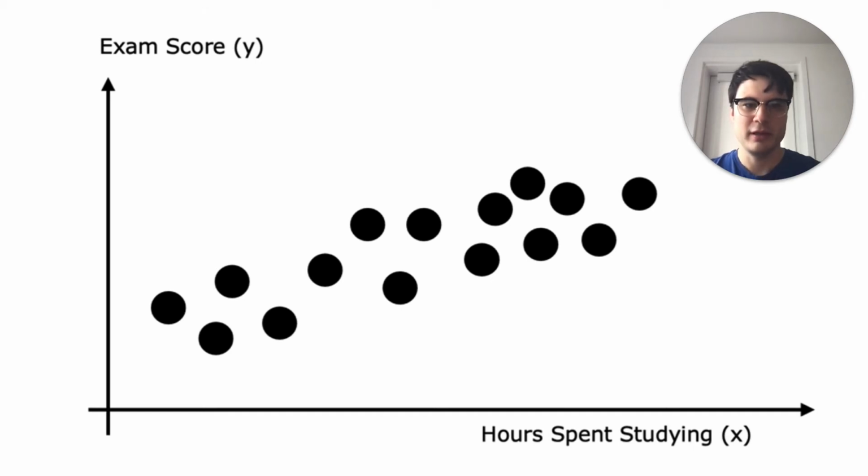Today we're going to learn about linear regression. So in linear regression, which is probably the simplest type of regression, we're trying to predict a number from data that follows a linear pattern.